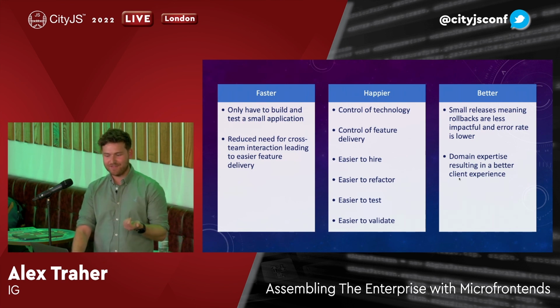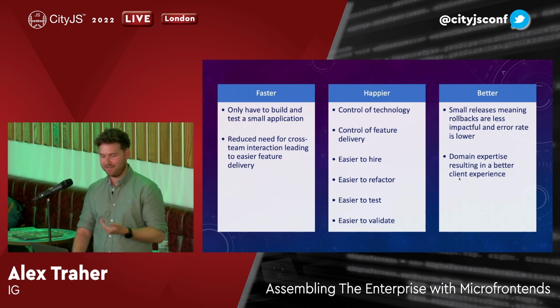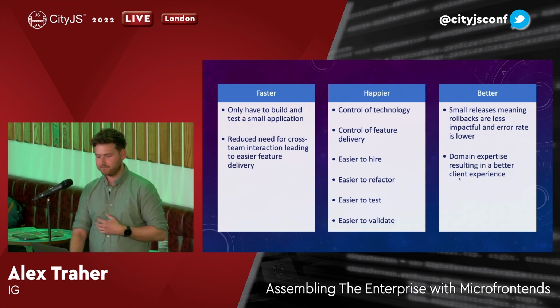Happier. If you give developers control of technology and control of feature delivery, they're going to be happier. And as a result, you're going to find it easier to hire because that kind of happiness just comes across in the interviewing process. On top of that, those small code bases make it easier to refactor, easier to test, and it also makes it easier to validate changes with things like A/B testing.